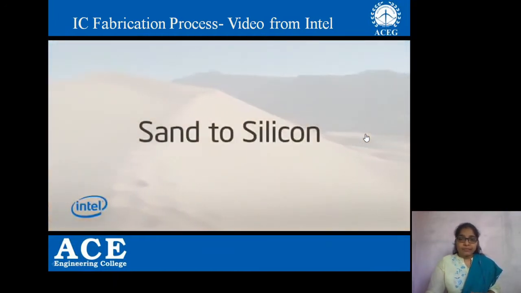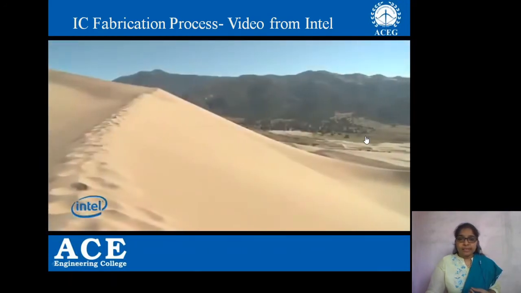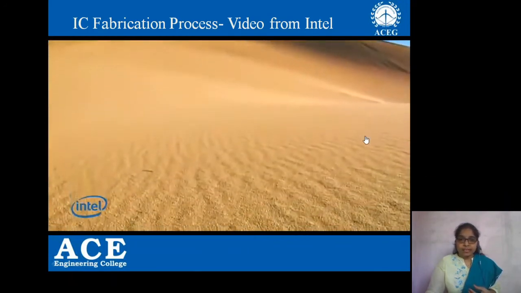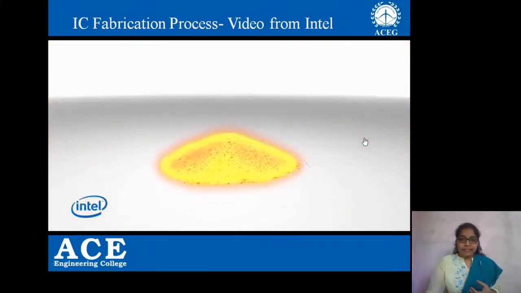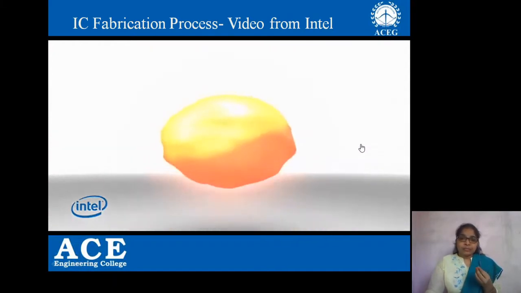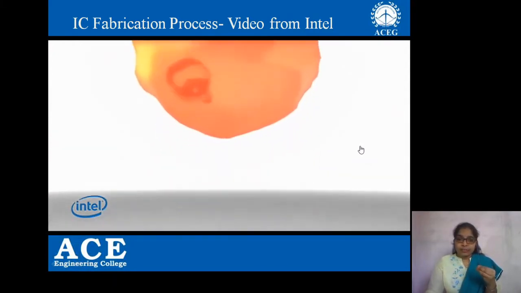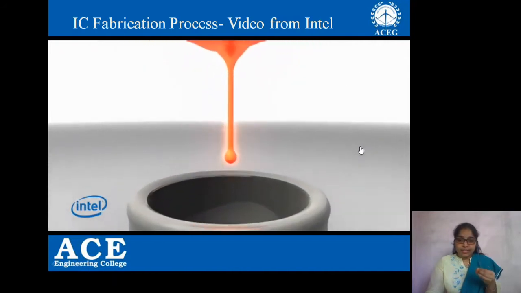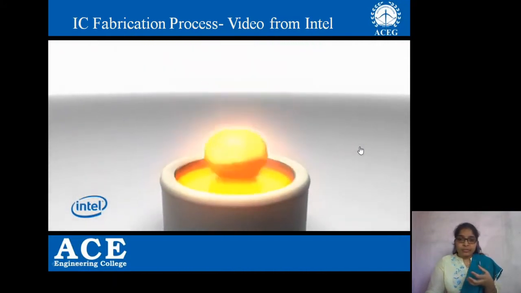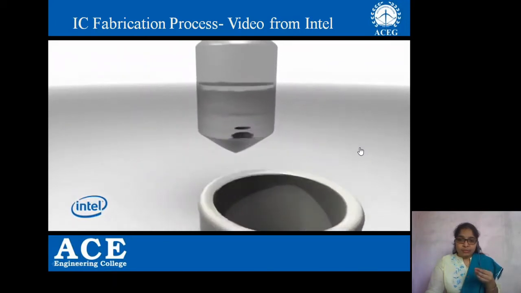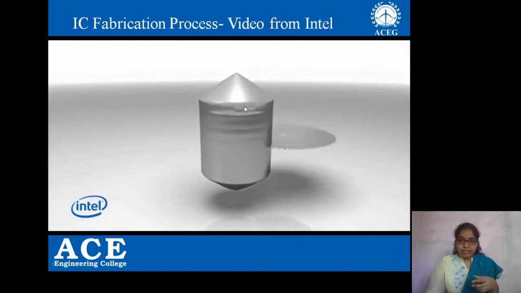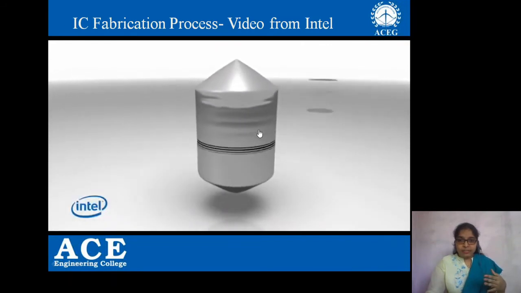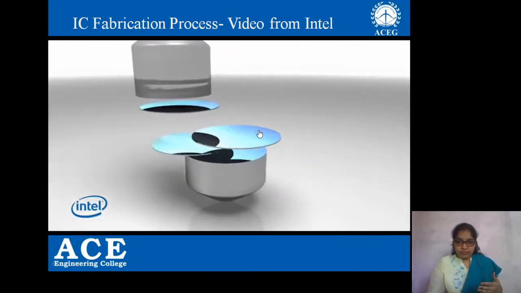So pure sand is taken. The chemical name of sand is silicon dioxide, or you can also call it silica. This sand is melted by pouring it into a crucible. A crucible has heating coils to heat it. It is a vessel to hold the silicon. After heating it to around 1700 degrees centigrade, you will get a silicon ingot like this, and that silicon ingot will be cut into many wafers.